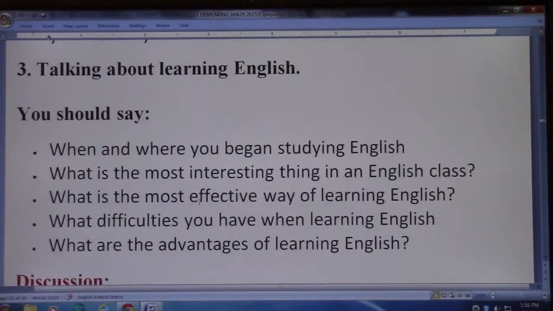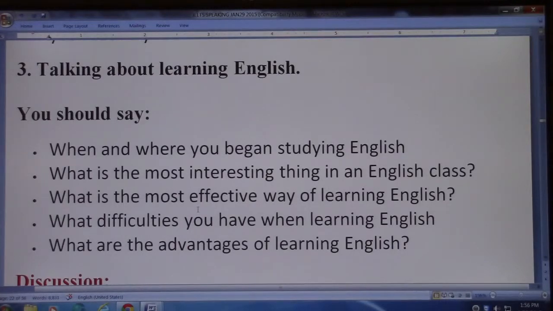Talking about learning English, of course, that's one of the things they might ask you. When and where did you begin studying English? What is the most interesting thing in an English class? What is the most effective way of learning English? What difficulties do you have when learning English? I don't understand my teacher and what he's doing.